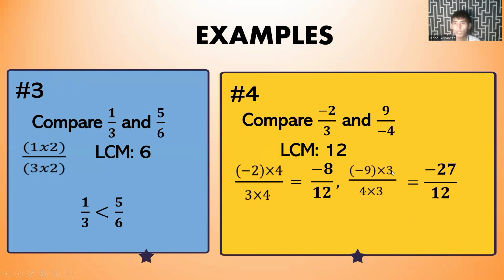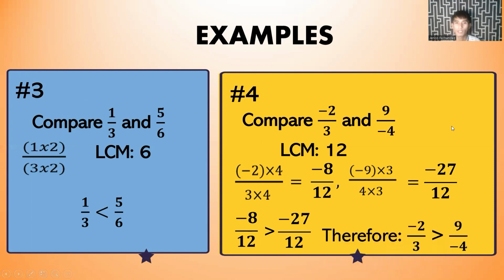Okay? So, which is now bigger, negative 8 or negative 27? We have negative 8 because from our number 4, it says that all of the numbers on the right of a number line is greater than the left. Okay? So, we have negative 8 over 12 is greater than negative 27 over 12. So, that's how we compare rational numbers. So, dapat alam natin kung ano yung mga rules or steps na kailangan nating tandaan bago tayo mag-compare ng rational numbers. So, therefore, negative 2 over 3 is greater than 9 over negative 4.